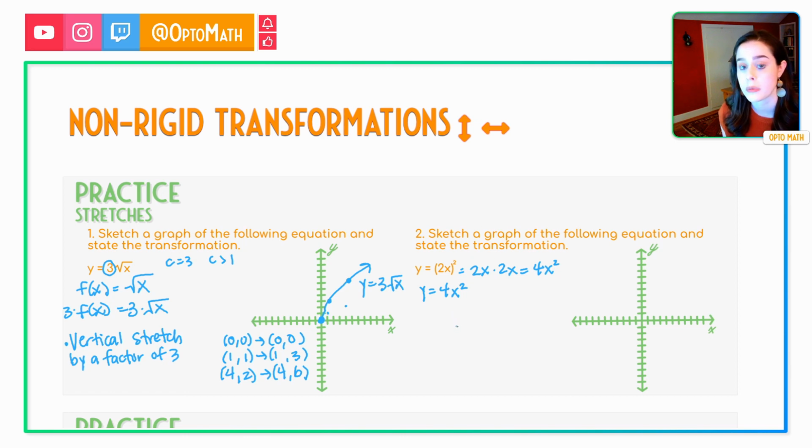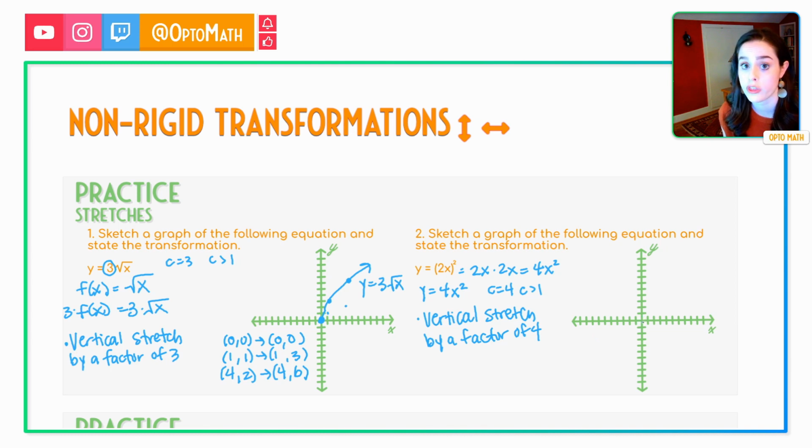start thinking about transformations. Now we can see there's a 4 on the outside. It's not in the parentheses with x. So now we know it's some sort of vertical stretch or shrink. And since c is 4 and c is greater than 1, it's going to be a vertical stretch. So vertical stretch by a factor of 4.